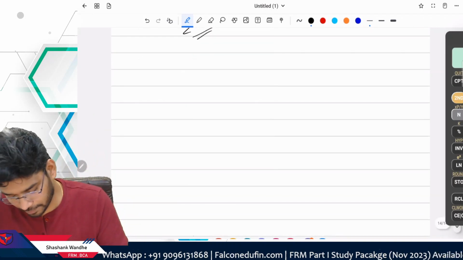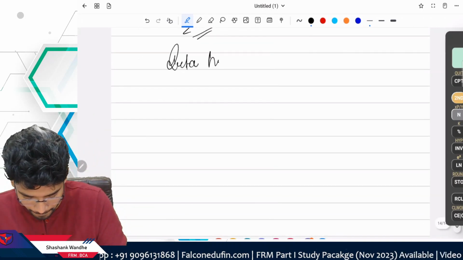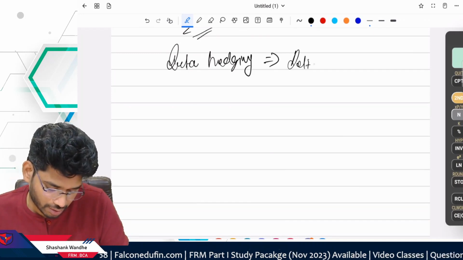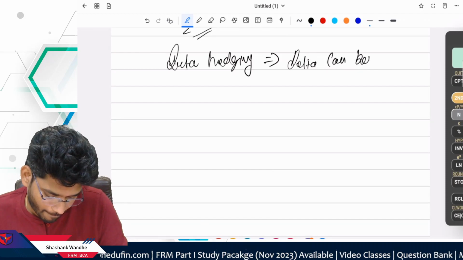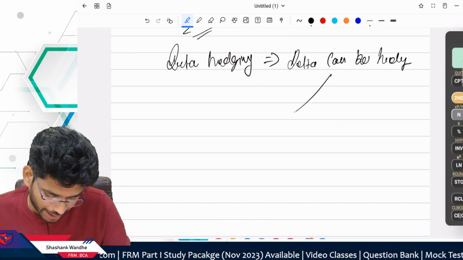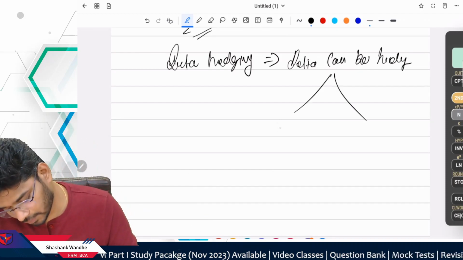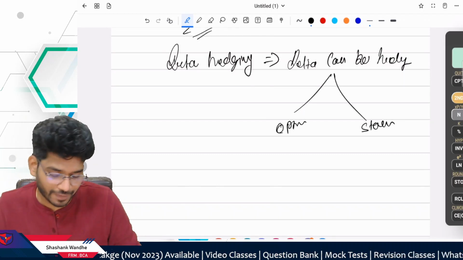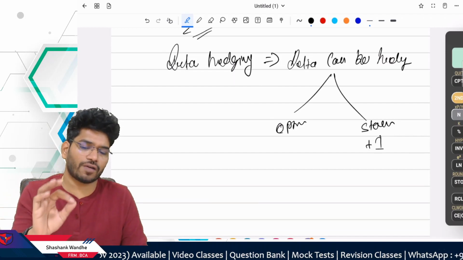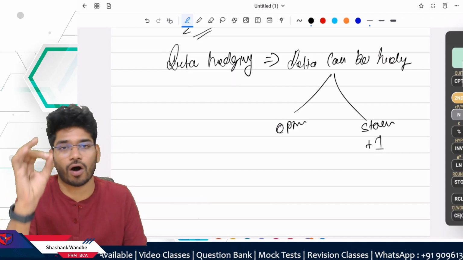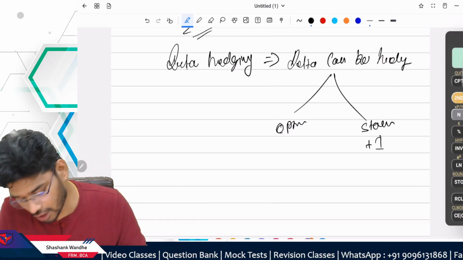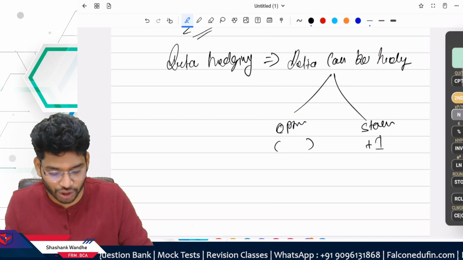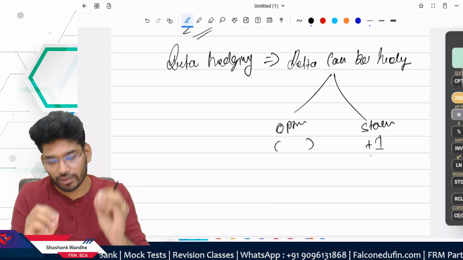Now delta hedging. Delta can be hedged by two instruments. One, option. Second, stock. Always remember, for now, the stock's delta is +1. The option's delta is whatever is provided in the examination, but the stock's delta is always 1. You have to remember this.